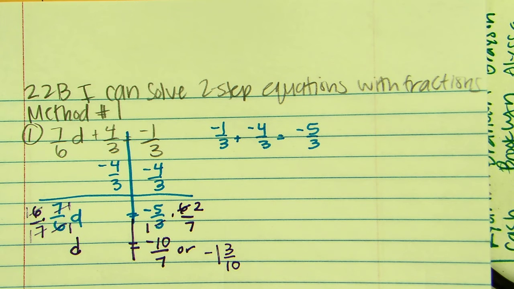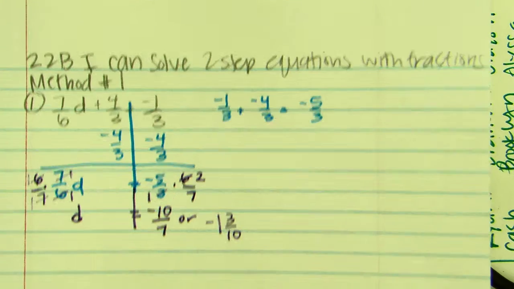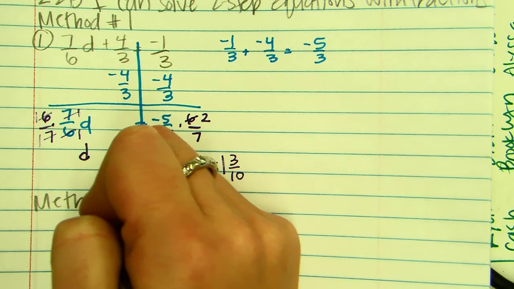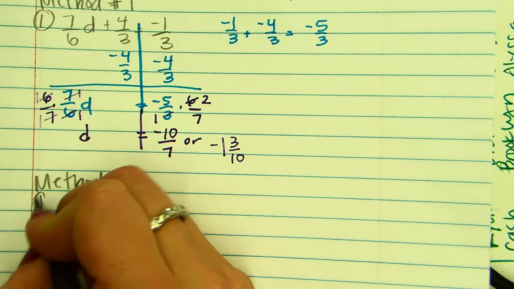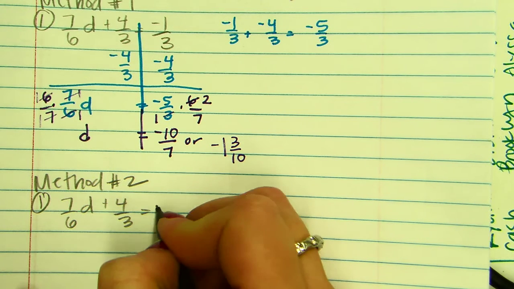I'm going to show you a different way to do this same problem that some of you might like better, that might be a little bit easier for you when you're dealing with fractions. So we're going to do the same problem. We're going to call this method number 2. And it's going to be the same example, so I'm going to write example 1 again. 7/6 times d plus 4/3 equals -1/3.